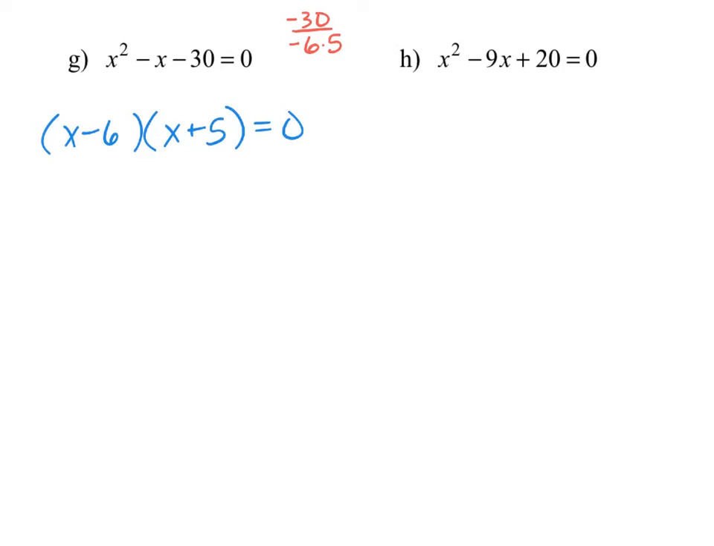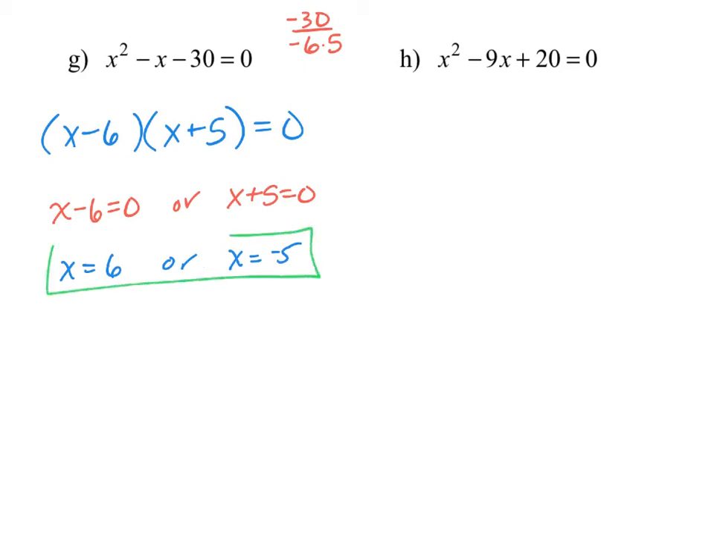Now we can use the zero factor property by setting each factor equal to 0. So if we set x minus 6 equal to 0, or the other factor x plus 5 is equal to 0, by solving each one of these, adding 6 to both sides, we get x equals 6. Subtracting 5 from both sides, we get x equals negative 5. So those are the solutions to the quadratic equation.